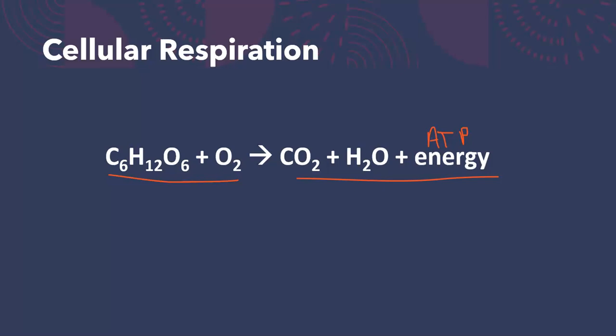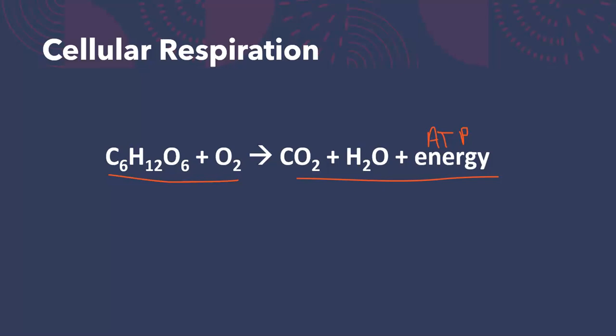If you look at this, this is kind of the reverse of photosynthesis, right? We took in energy, which was light energy. We used carbon dioxide as our reactants. And what did we make? We produced a sugar, and it gave off oxygen.